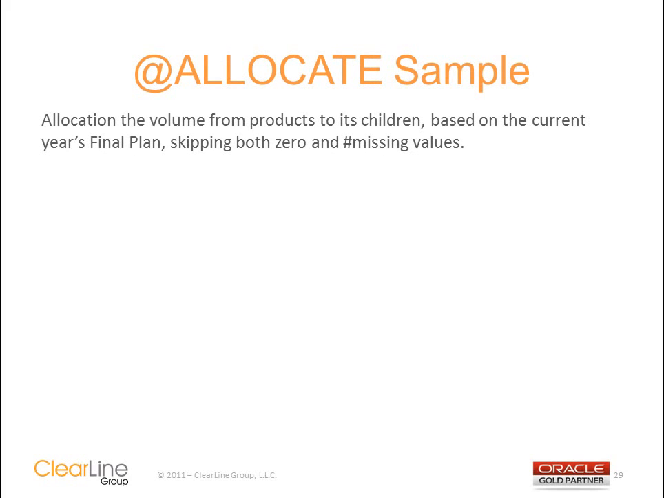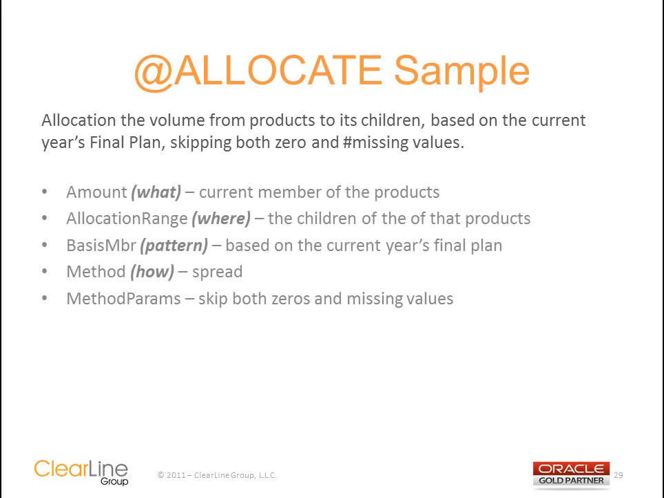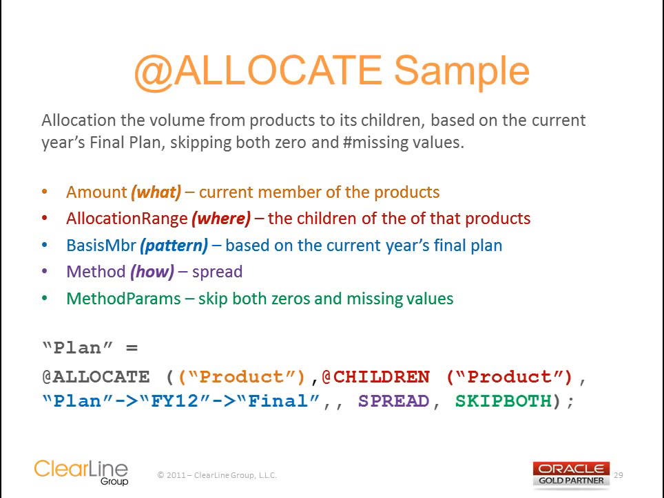So now let's try and plug in some business logic to the @ALLOCATE function. We want to allocate the volume of the products to its children based on the current year's final plan, skipping both zeros and missing. The first thing we need to do is identify our parameters. The required ones are the amount, which is products, the allocation range, which are the children of the products, the basis member or pattern, which is based on the current year's final plan, and the method, which is spread. We are also using one optional parameter where we're going to skip both zero and missing values. Now all you have to do is plug your parameters into your formula and you're done. This is what it looks like.